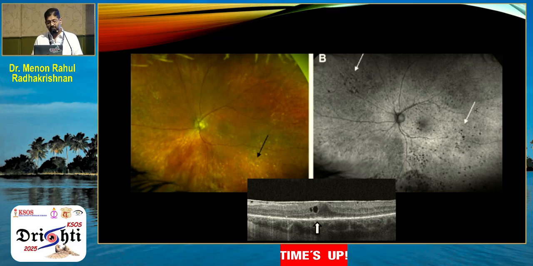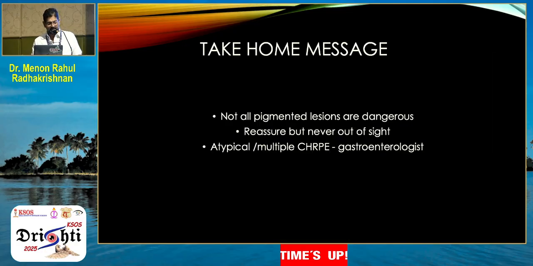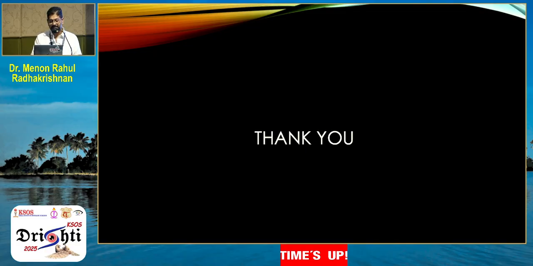So you should have a good idea about all the differentials of these pigmentations. So my take-home message would be: not all pigmented lesions are dangerous. A good knowledge about them is very essential. Reassure, but never keep them out of sight. And if you see atypical multiple CHRPE, refer the patient to a gastroenterologist. Thank you.